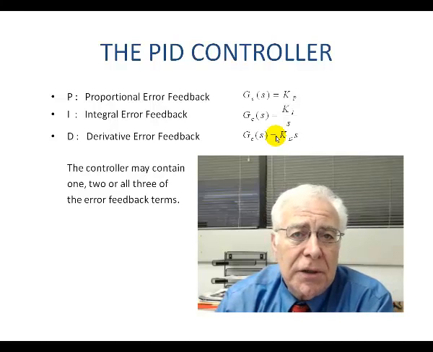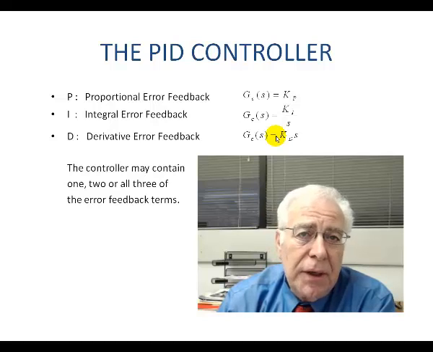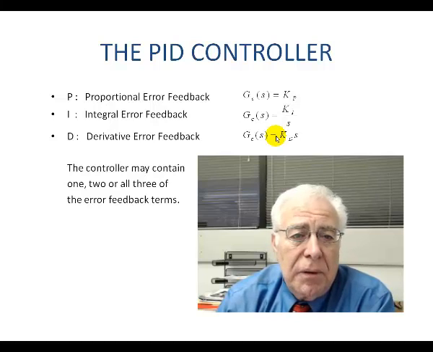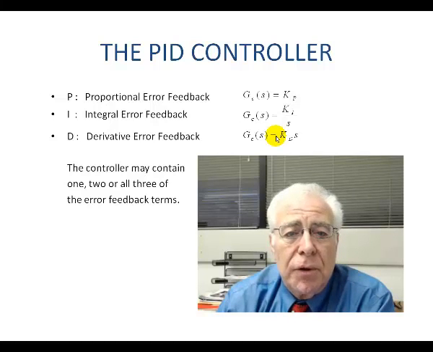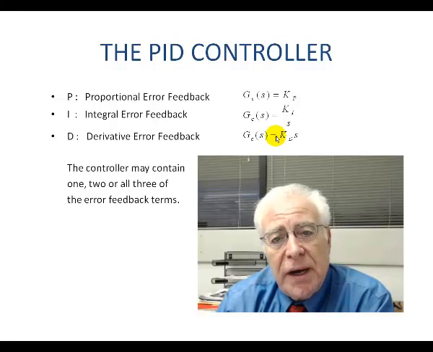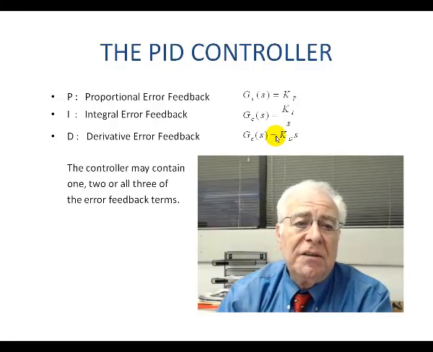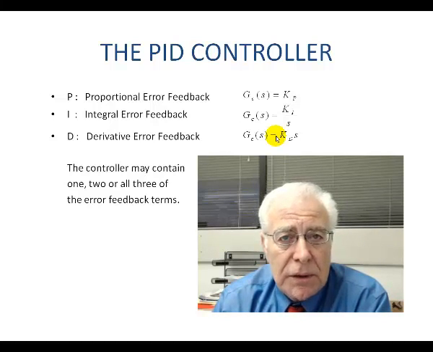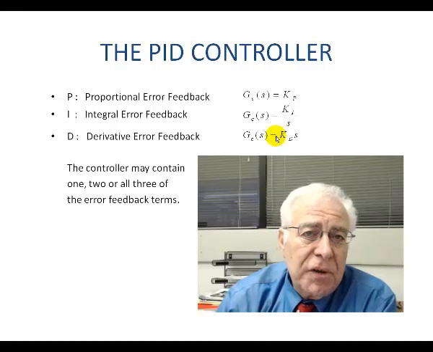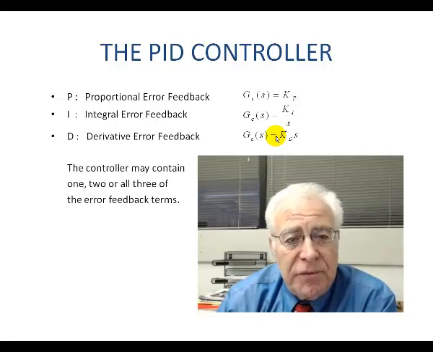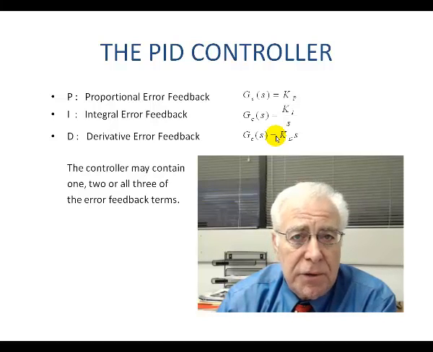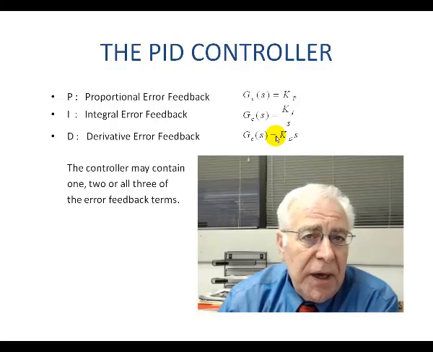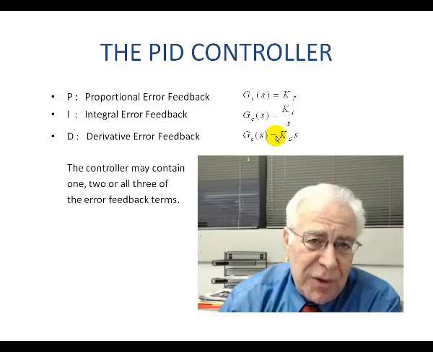Now, a particular controller may contain 1, 2, or 3, or all 3 of these components. If it contains only the proportional error term, then we call it the proportional error feedback controller. If it also contains the integral feedback term, then it's a PI controller. If it's, for example, proportional and derivative without the integral term, it would be called a PD controller. And a PID controller would contain all 3.